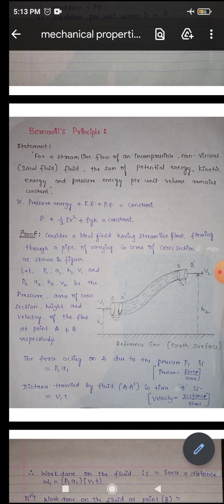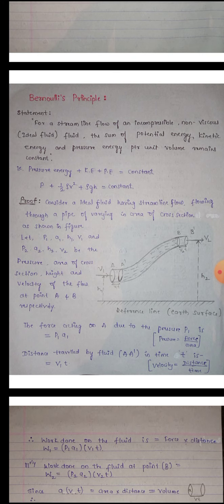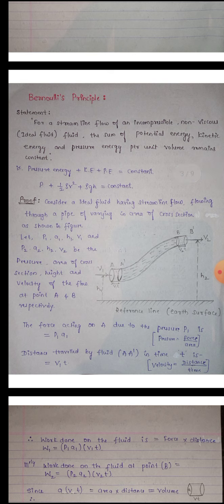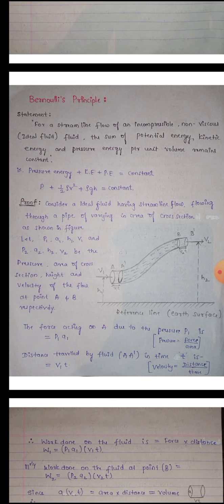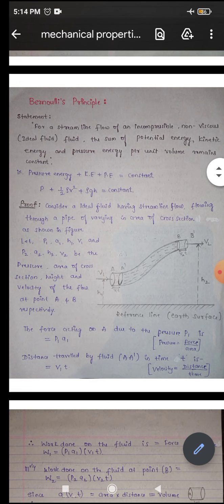And if a fluid is incompressible and also non-viscous, then that type of fluid is known as an ideal fluid. So in Bernoulli's principle, if an ideal fluid is having a streamlined flow, then the sum of its potential energy, kinetic energy and the pressure energy per unit volume remains constant at any point of that flow. This is the statement of Bernoulli's principle.